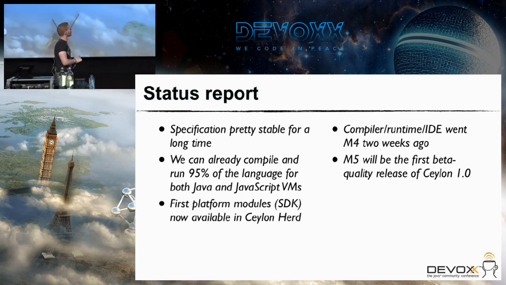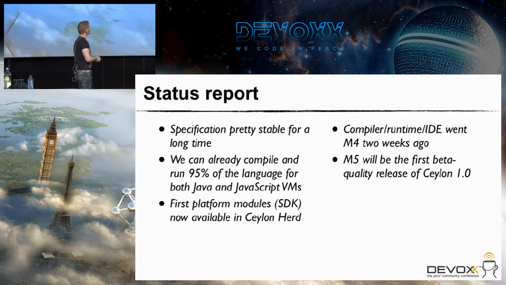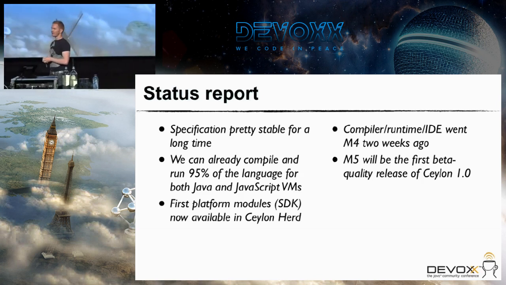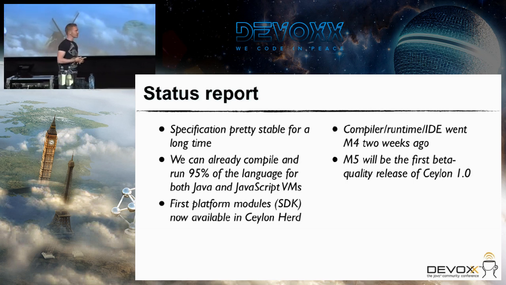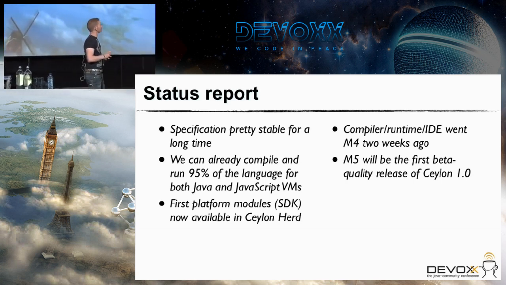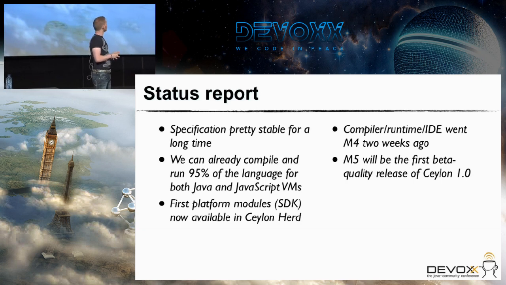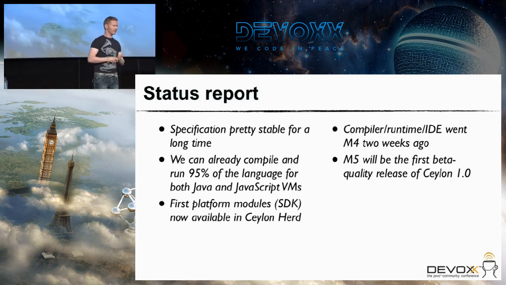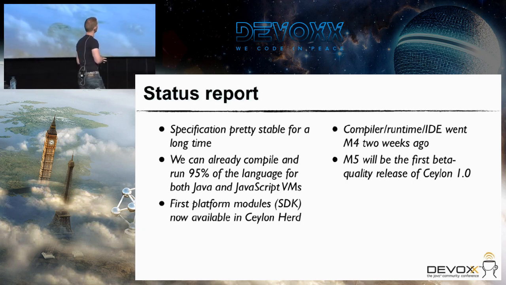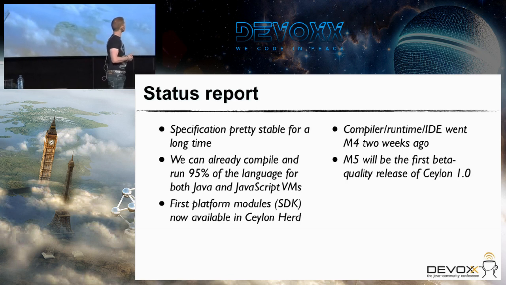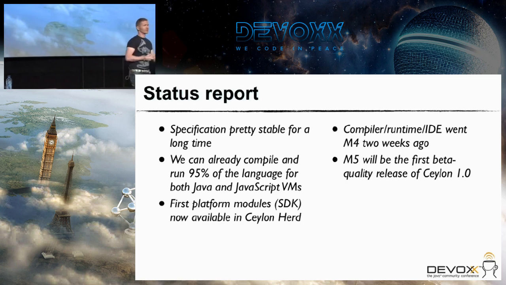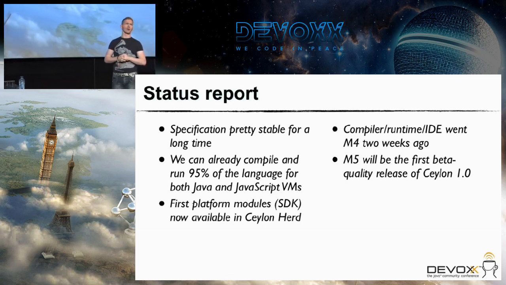Let me start out with a brief status report of where we are, because I always get to the end of my talk and then people ask, where are you at? The language specification has been pretty stable for quite a long time now, though there are some language changes coming in M5 which need to be reflected in the spec. We can already compile and run 95% of the language on both platforms.